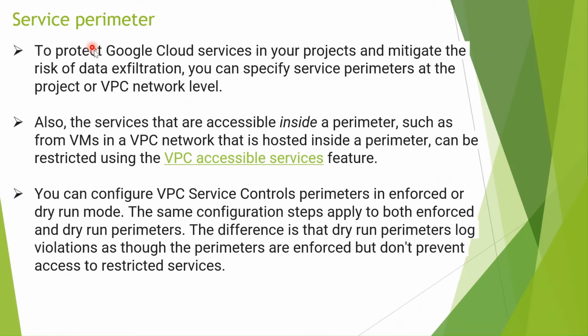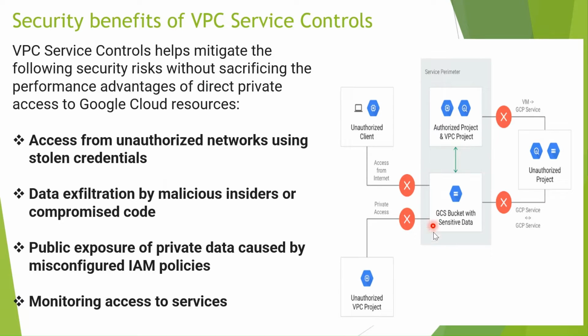So basically, to protect our Google Cloud resources in our projects and mitigate the risks of data exfiltration, we specify the service perimeter at the project or VPC network level. When you create a service perimeter, we have two options. We can choose a project. If you choose a project, it will involve all the resources in that specific project. Like if you want to block Cloud Storage or BigQuery in your project, it will apply to the whole project.